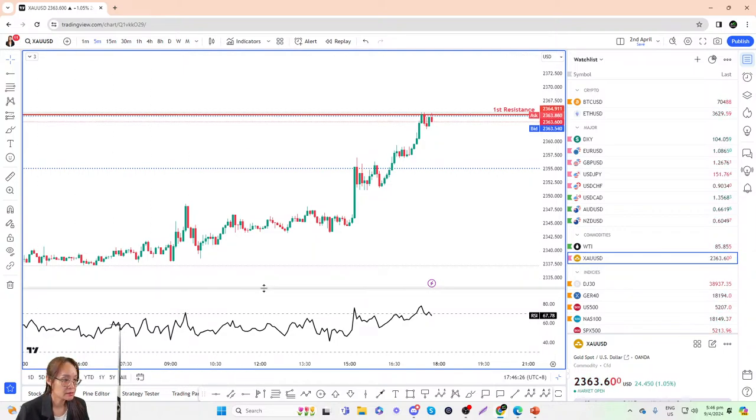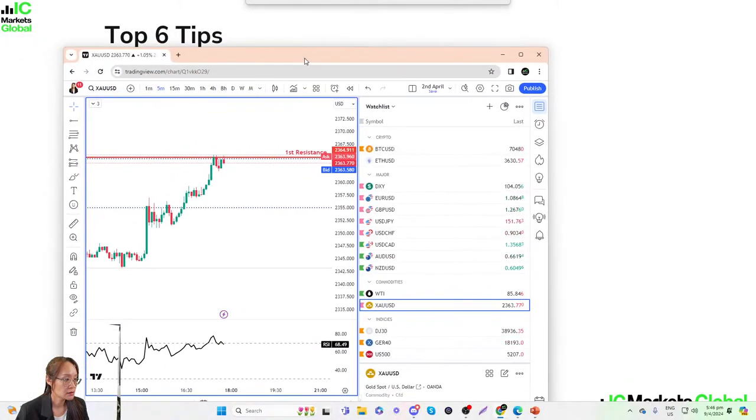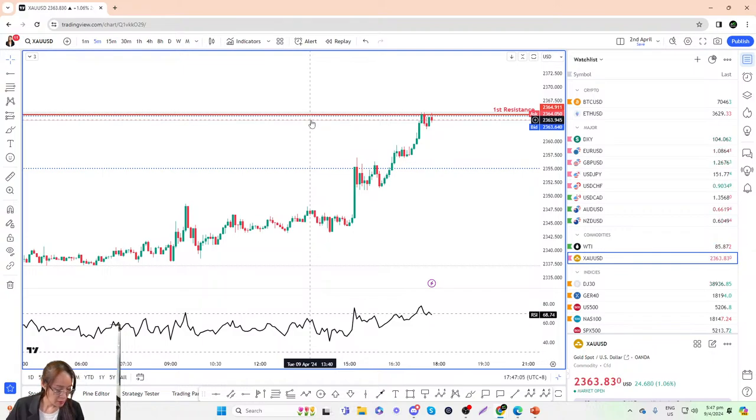Can you guys see my screen? Because over here I seem like I cannot see. Let me just adjust here a little bit. It seems like my green screen is not very good.